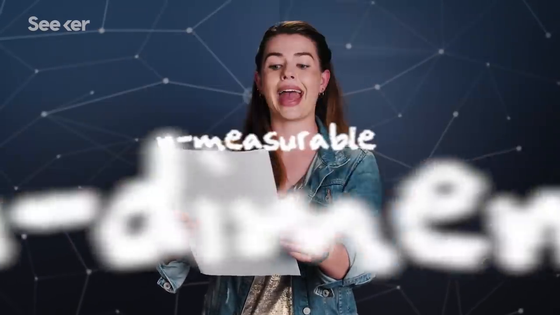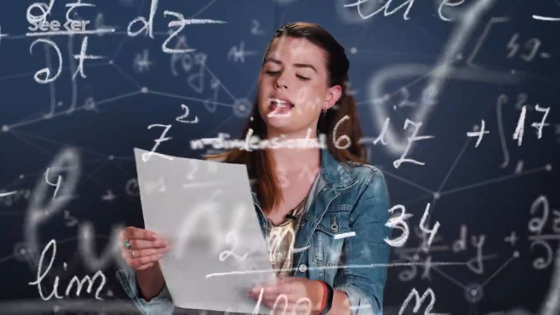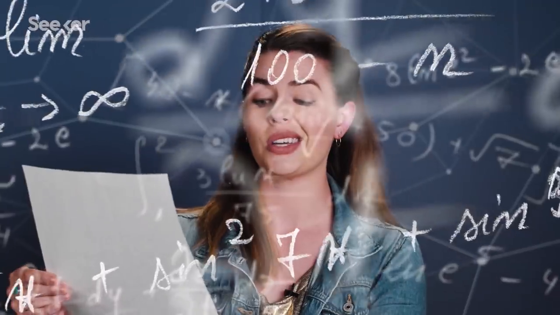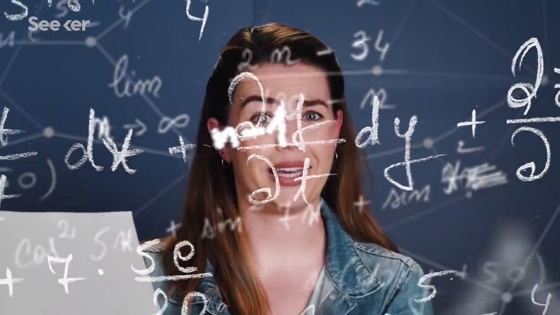Okay, I'm about to drop a math formula on you here, but I want you to stay calm and stay with me. Okay, here we go. Given n measurable objects in n-dimensional Euclidean space, it is possible to divide all of the objects in half with respect to their volume with a single n-1 dimensional hyperplane.